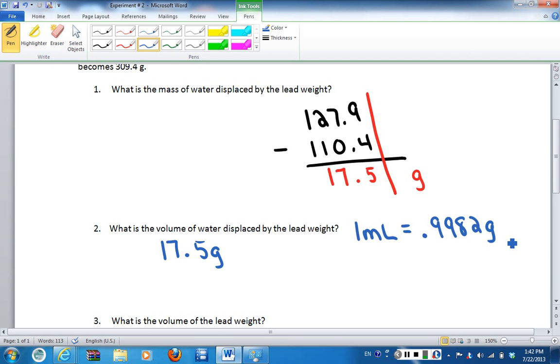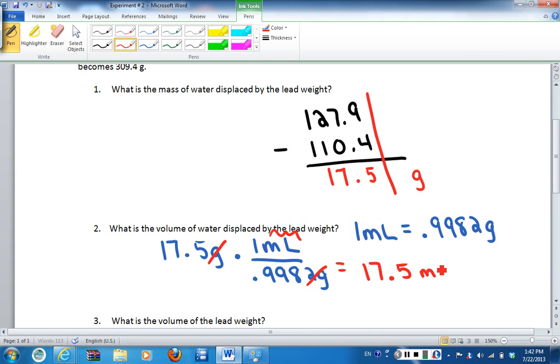Okay, now since we want to get rid of grams and we want to be left with a volume unit, we know that we have to set up our conversion factor where we have 1 mL on top and we have our grams on the bottom. Okay, that way grams cancels out, we're left with milliliters, and when we do this calculation in our calculator, we get 17.5 milliliters. Okay, now we're looking at this, we say, okay, we know the mass of the water displaced by the lead weight, we know the volume of the water displaced by the lead weight.